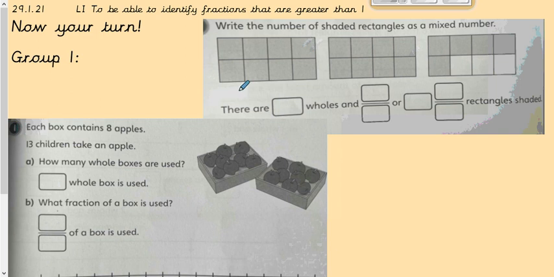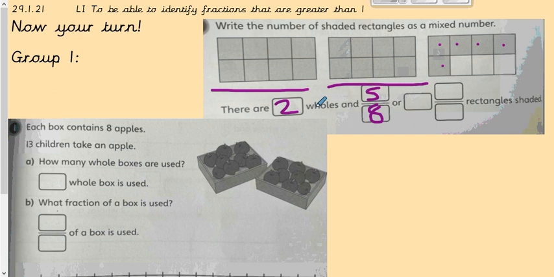Okay, for the next part, it says write the number of shaded rectangles as a mixed number. So we have 1 whole, 2 wholes, so 2 wholes, and this part we've got 1, 2, 3, 4, 5 shaded out of a possible 1, 2, 3, 4, 5, 6, 7, 8. So the rectangles are split into groups of 8. So therefore there are 2 wholes and 5 eighths.